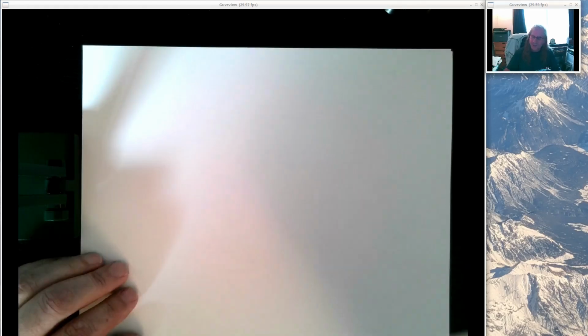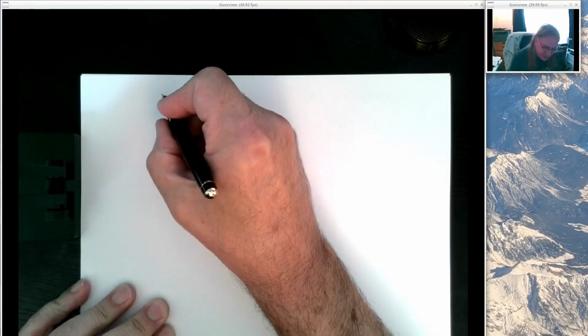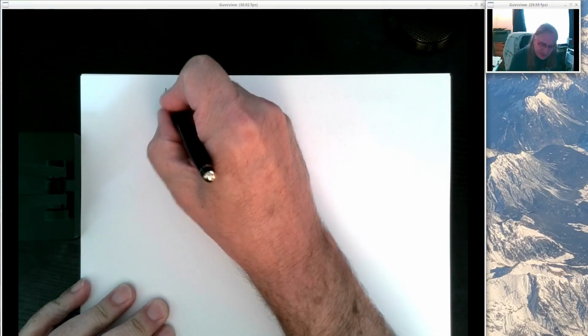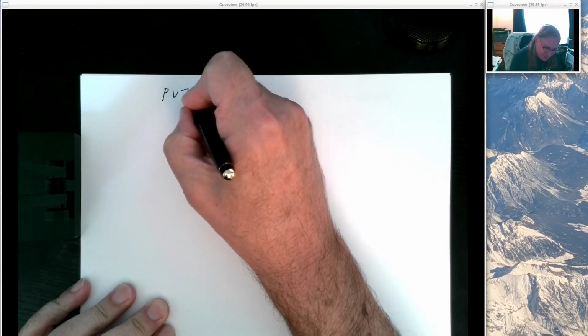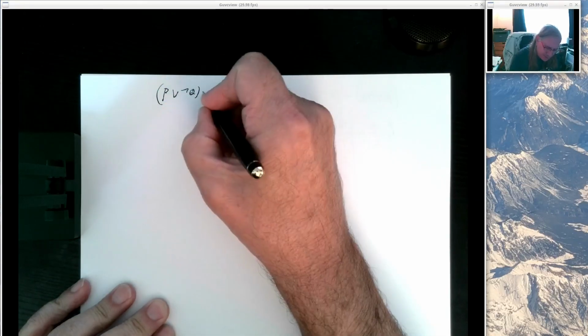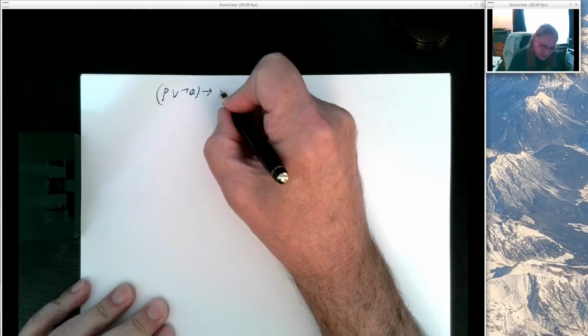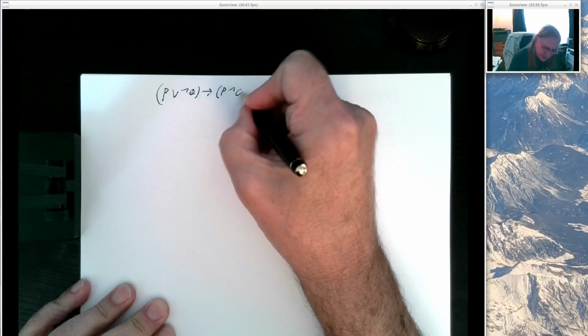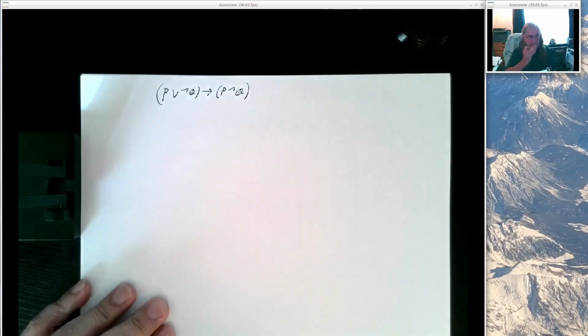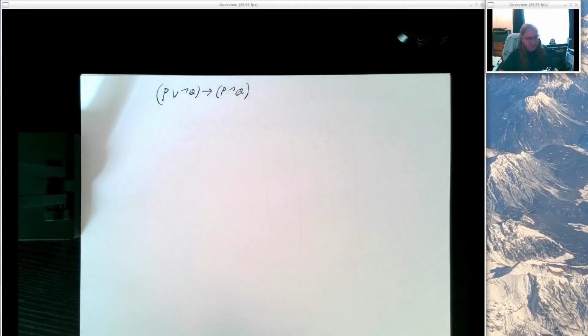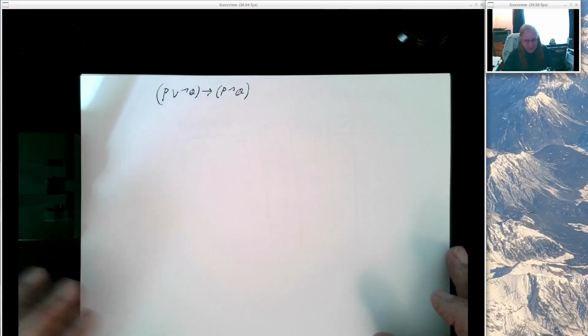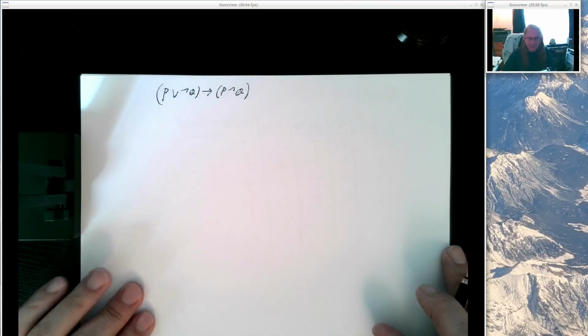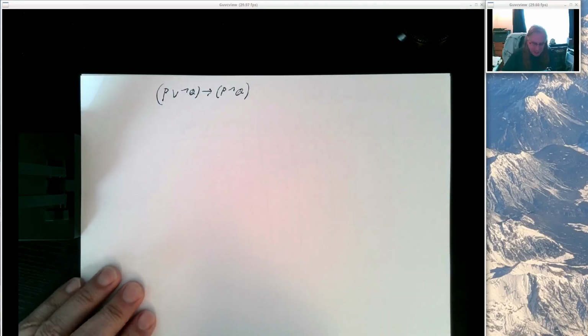Let's do another truth table example. So let's write a truth table for the following proposition: P or not Q implies P and Q. And we're not going to try to figure out what this means logically. We're not going to convert it to English and try to understand it intuitively. We're just going to work very mechanically.